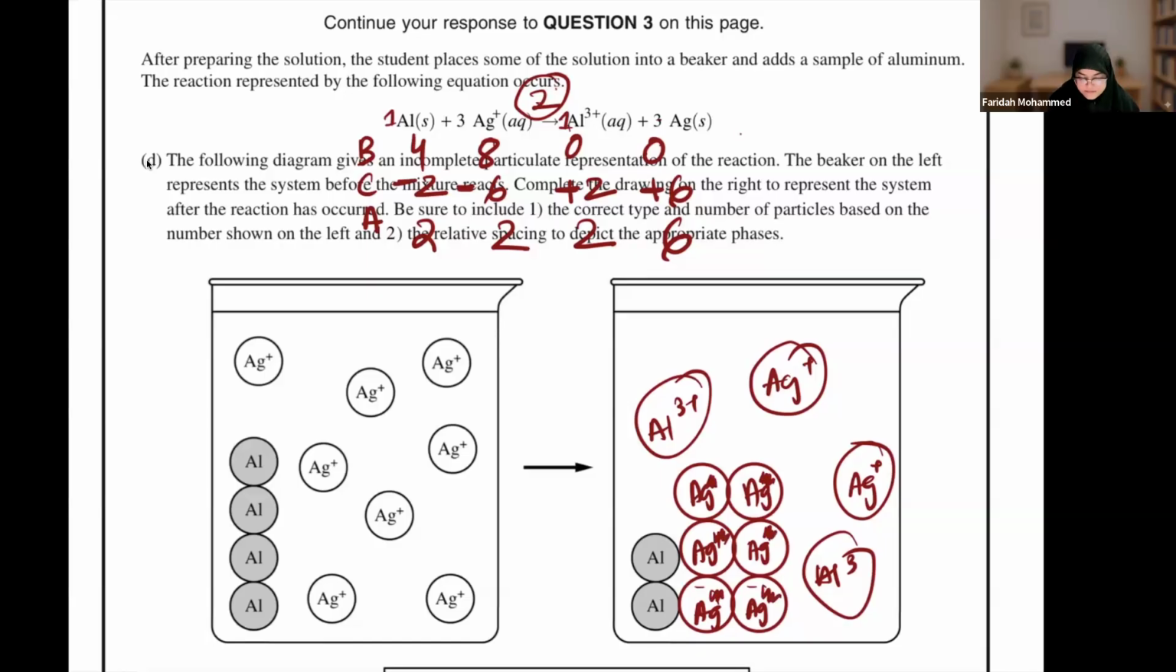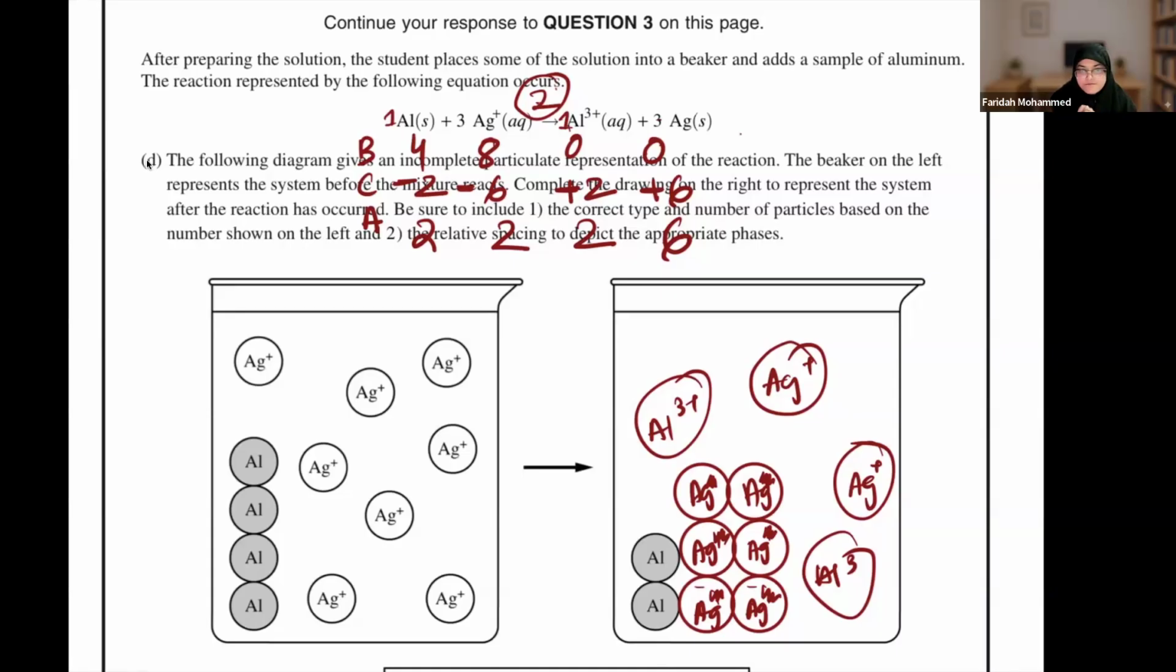Yes, Anish? Is it okay if you didn't put the solids next to each other? I just put the Ag on a different side of the beaker. Is that fine? I used the correct amounts. But see, solids, they clump together, right? So that's the thing. You want to make them clump together so it shows that it's solid. But the ions, they can float around.